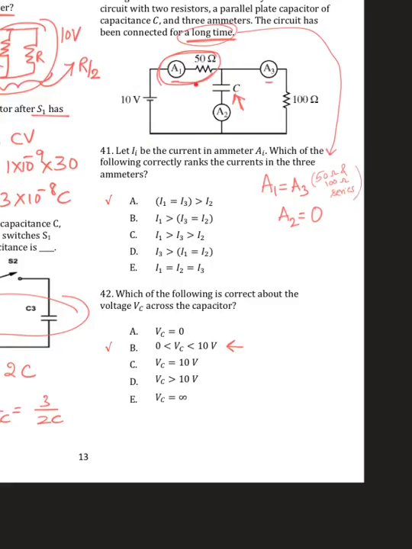So because there will be a current in this 50 ohm, the voltage across C would not be exactly 10, because there will be some voltage drop across this resistor, and hence we have got B as the option.